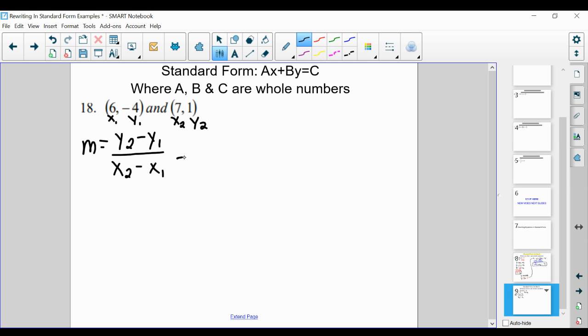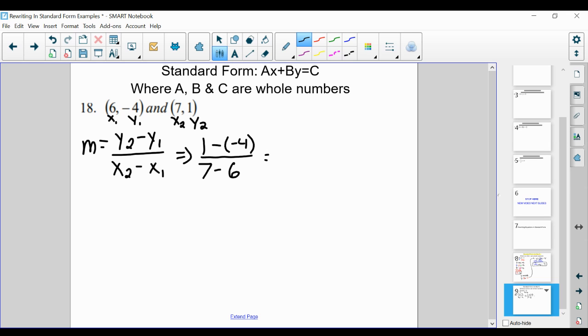We can now go in and substitute in some values that we know. Well, y sub 2 is 1 minus y sub 1, which is -4. Notice how I'm putting that value of -4 in parentheses because I don't want to confuse myself knowing we have subtraction. We need to include -4. It's 1 minus that y value, and that y value happens to be -4. Divided by the second x value, which is 7, minus the first x value, which is 6.